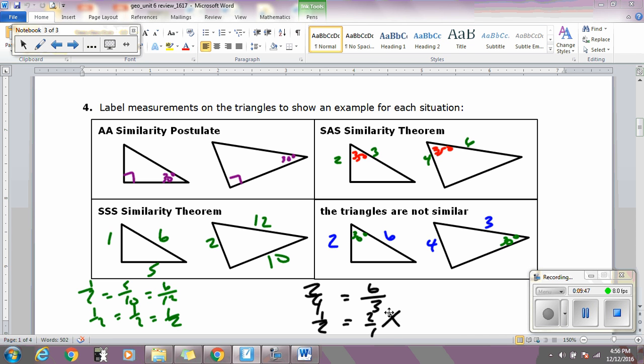So there were 2 reasons. Again, the first one being the included angle, the congruent angle, was included on the left triangle but not on the right. And then the sides are not proportional.